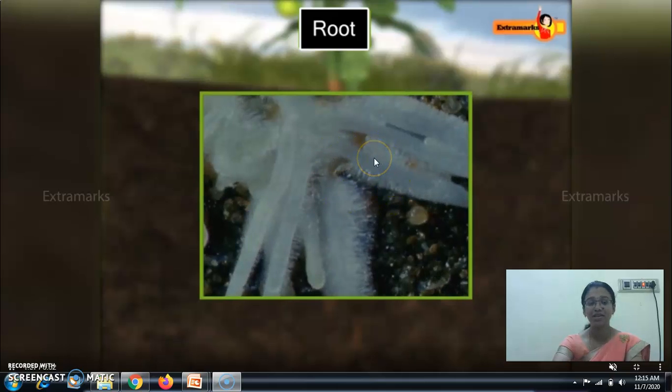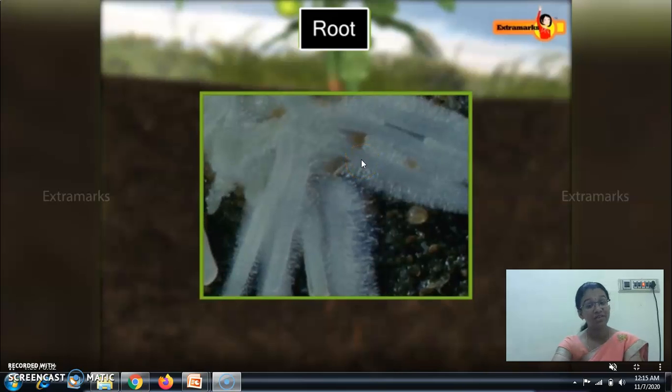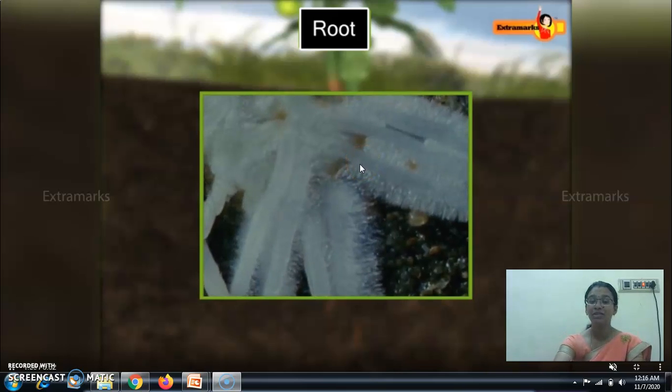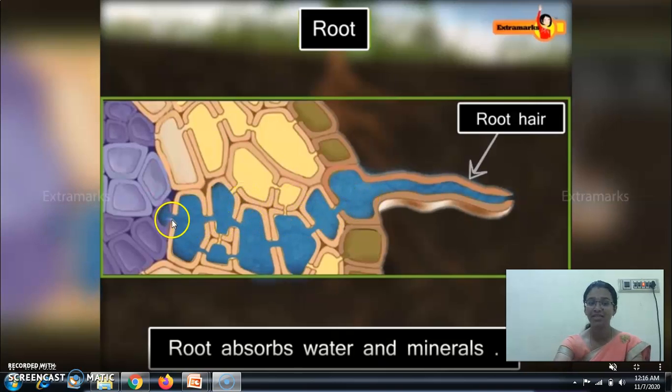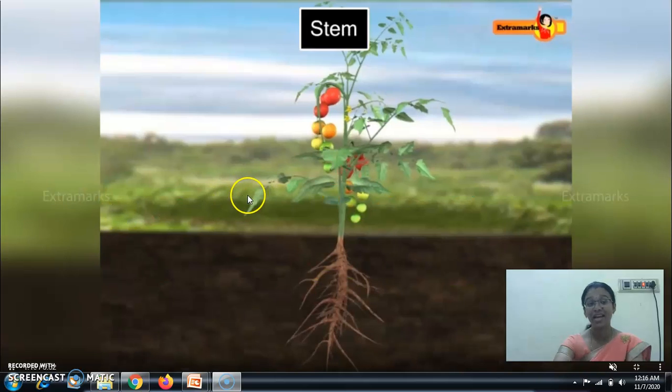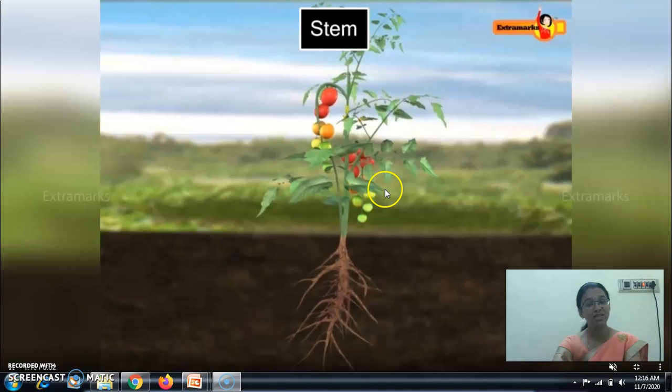Just look at it. If you have any doubt, you can clarify with me later. Okay? What is the work of these root hairs? Yes, it helps in absorbing water and minerals, right? Look at here. Water and minerals are absorbed through these root hairs and transported to other parts of the plant. Look at this blue color, are you able to see? That is where they are transported. And then the roots are completed.